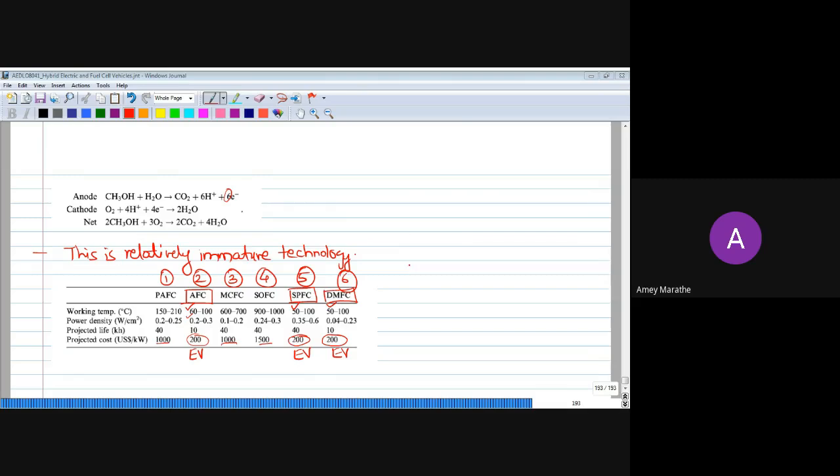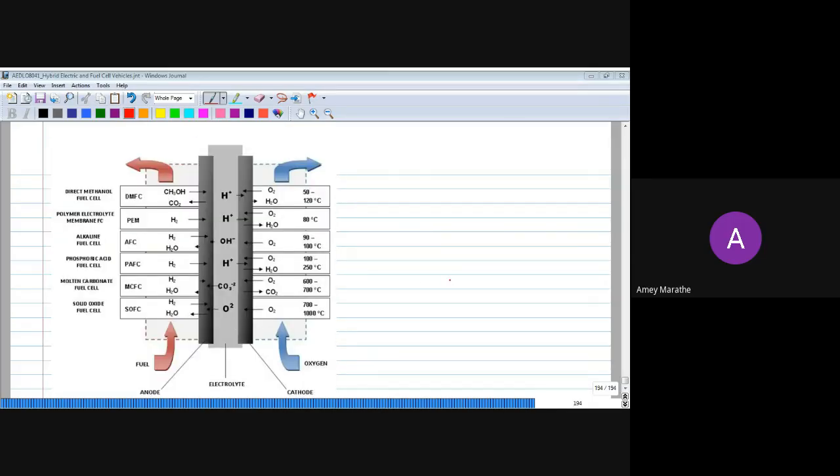If I want to put everything in one picture, I can also put it in this particular way. You see all the fuel cells are here: SOFC, MCFC, PAFC, AFC, polymer electrolyte membrane, and all that. You will see that it has an anode, electrolyte, and cathode, supplying fuel to the anode and supplying oxygen to the cathode. And you can also see the temperature range in which they work.